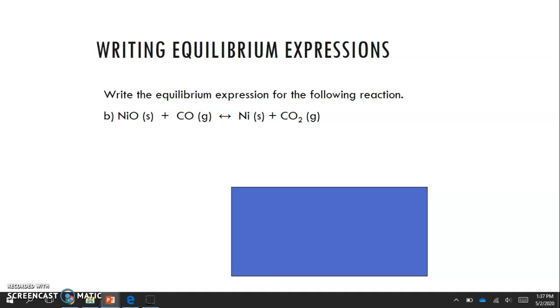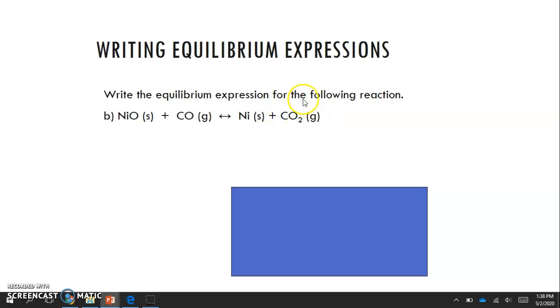So here we've got nickel oxide, which is a solid, carbon monoxide to yield nickel and carbon dioxide. So let's take a look. Are there any solids or liquids here? Yes, this is a solid. This compound is a solid. Gas, the gas needs to be included. Nickel is a solid, so this can be eliminated because we don't include pure solids or pure liquids.